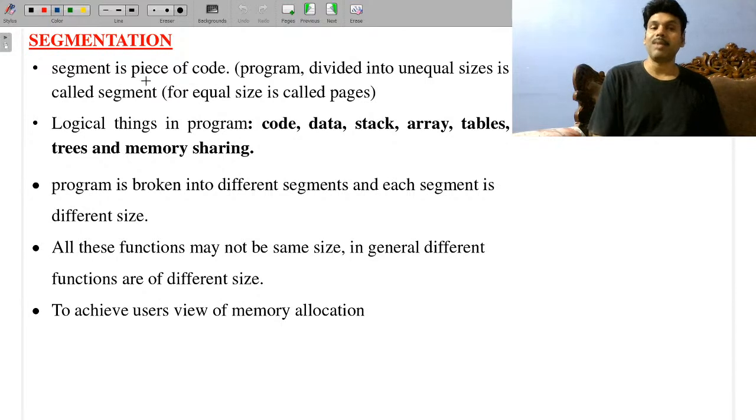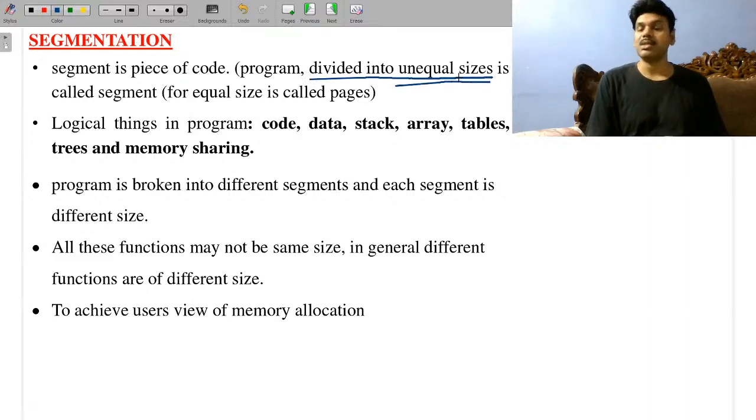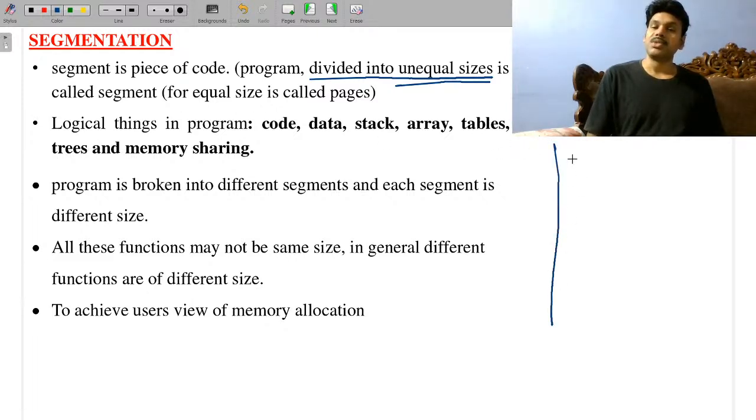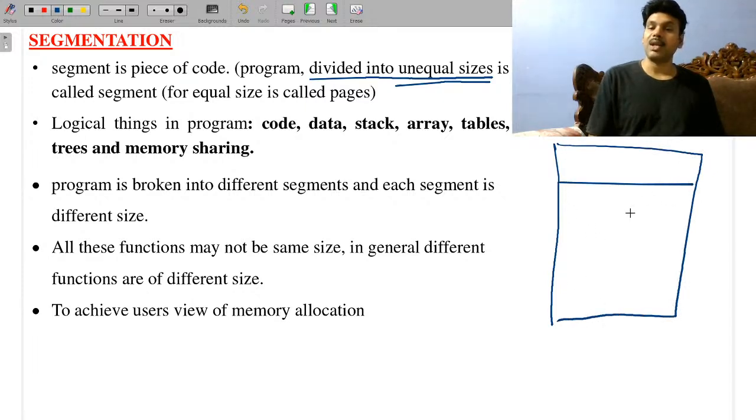Now, what is a segment? It is a group of lines. Very simple. The program is divided into not equal, they are what? Unequal segments. It's not necessary that all the segments are the same size, otherwise you would have the same problem as paging. But here segments are what? Unequal sizes. Some segments may have a smaller space, some may have a larger space, and some may need medium space.